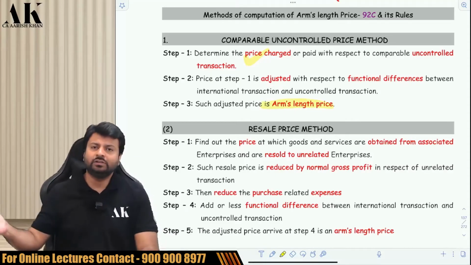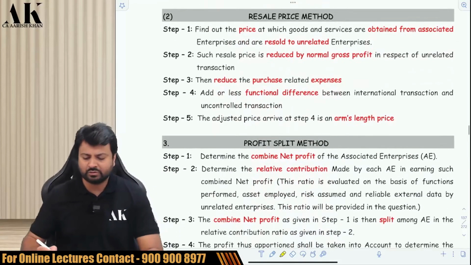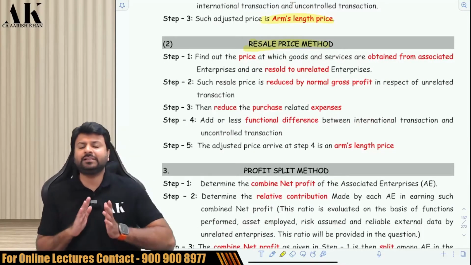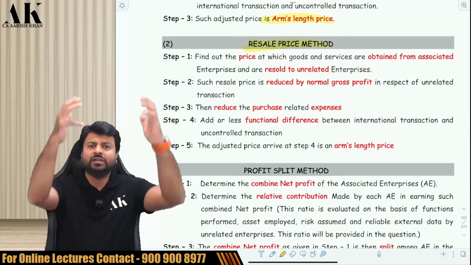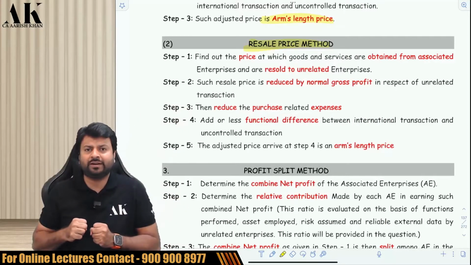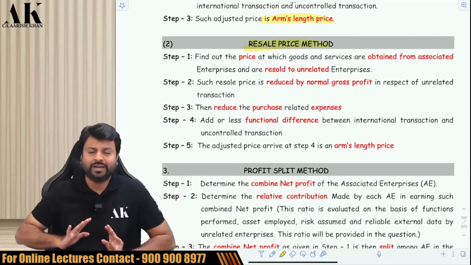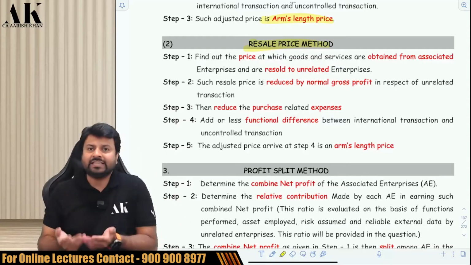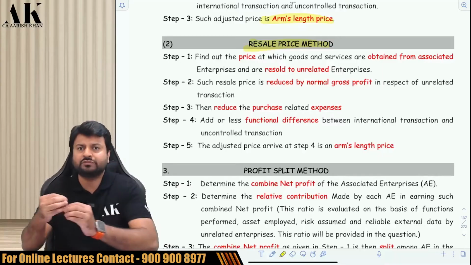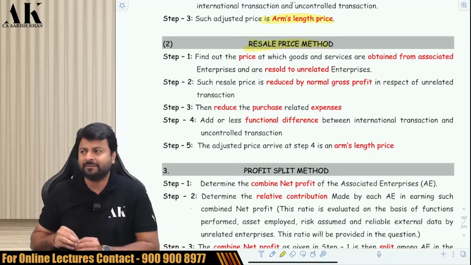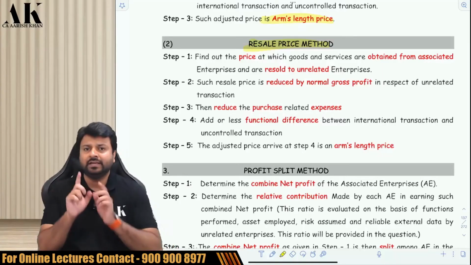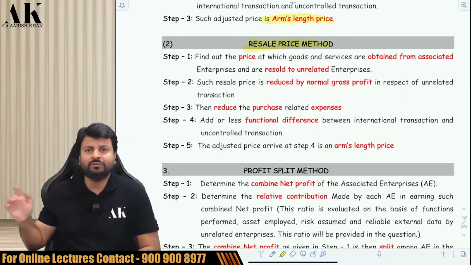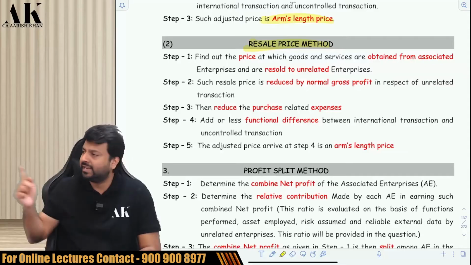For that, you can refer to your question bank, and there are some questions based on that in the question bank. Okay. Resale price method, what happens? First of all, let me give you a background. You purchase some goods from your associate enterprise and then you sell to a third party. At the same time, you also purchase some goods from an unassociated enterprise, that is an unrelated party, and you sell to an unrelated party. So there are 2 transactions. One, you are purchasing from your associate entity and selling to a third party. One, you are purchasing from a third party and selling to a third party.